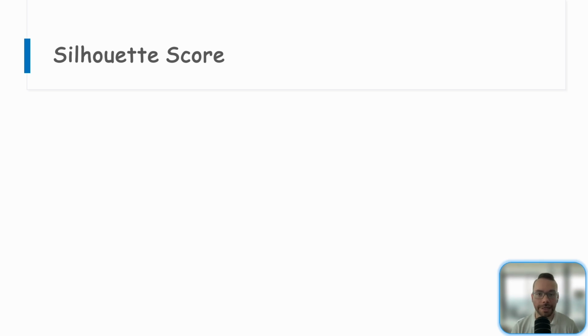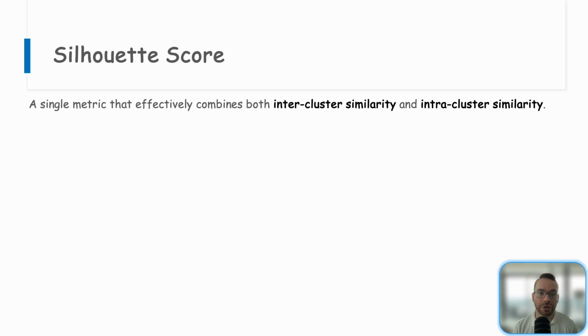We can use metrics like silhouette score, which provides a comprehensive evaluation of clusters' quality by effectively combining both inter-cluster similarity and intra-cluster similarity, measuring both compactness within the cluster and separation between clusters in one single metric.